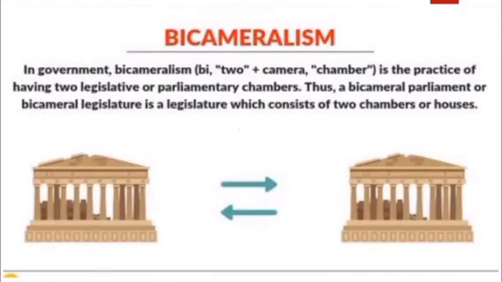Next, we are going to learn about the term bicameralism in government. Bicameralism means: bi means two, camera means chamber. So, it is the practice of having 2 legislative or parliamentary chambers. Thus, a bicameral parliament or bicameral legislature is a legislature which consists of 2 chambers or houses.